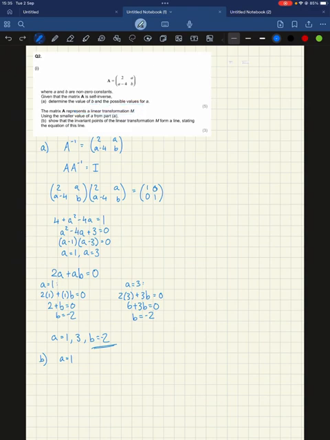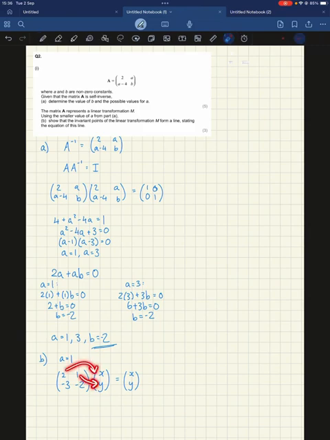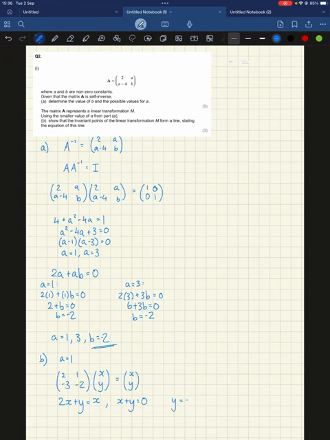So first let's write A using our value of A equals 1. So we've got 2. A minus 4 is 1 minus 4, which is minus 3. A is 1, and then B is minus 2. So if we multiply this by x, y, because it's invariant points, we'll get x, y. So now we do a matrix multiplication. So what we're going to get is 2x plus y is equal to x. Subtract x from both sides, we get x plus y is equal to 0. And that's the equation of a straight line, or y equals minus x.